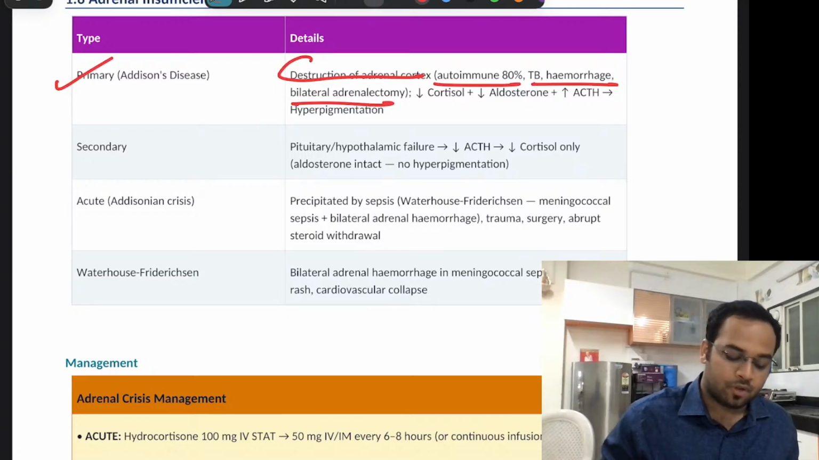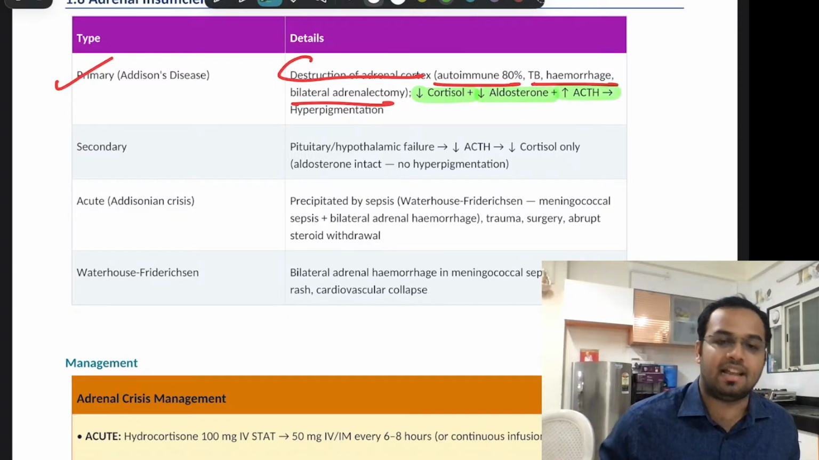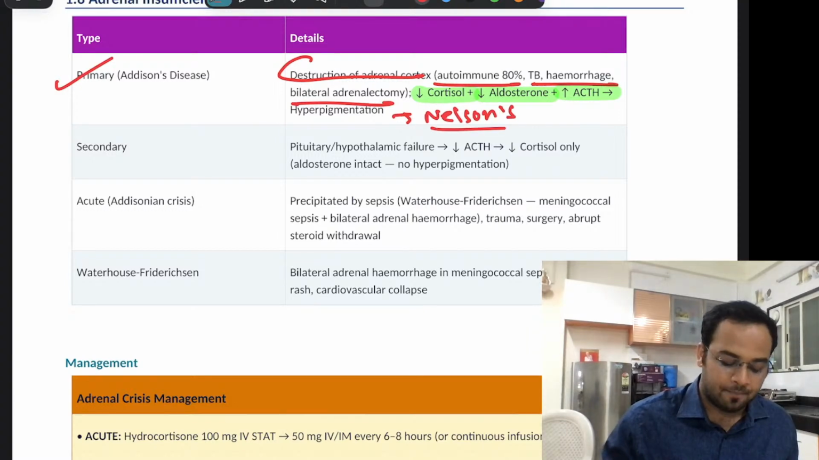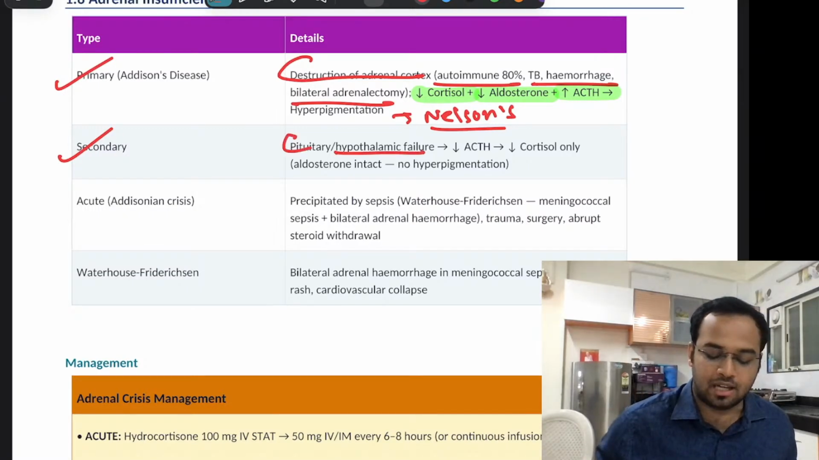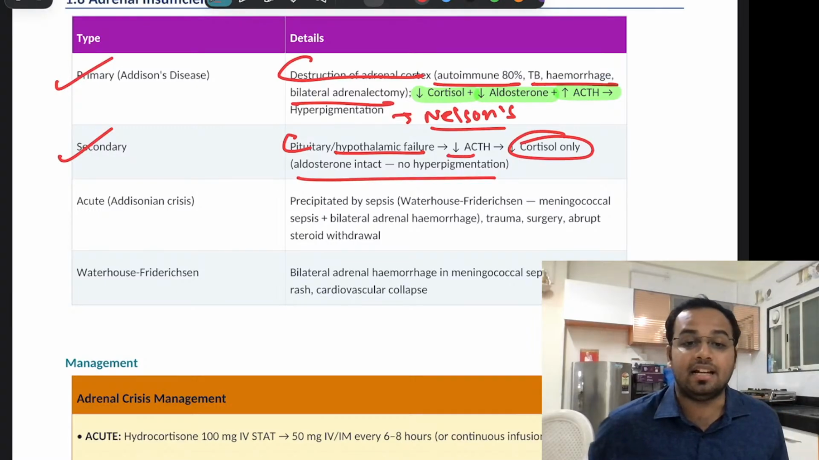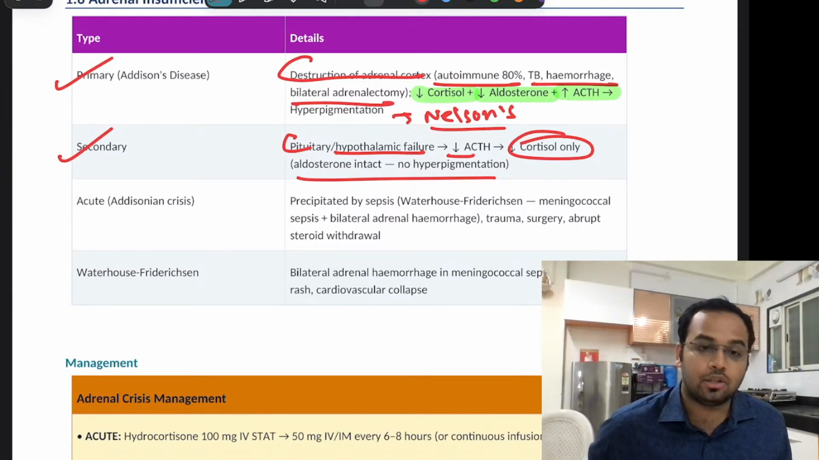What will you see? Cortisol is going to be low, aldosterone low, and ACTH obviously going to be high. There is also hyperpigmentation, which is nothing but Nelson syndrome. So you should know this. What will you see in secondary? In secondary the problem is with the pituitary. ACTH is not going to be secreted, and that is the reason the patient's hormones are going to be low. So pituitary and hypothalamic failure, so less ACTH, less cortisol, but aldosterone is going to be intact and no hyperpigmentation is going to be seen.